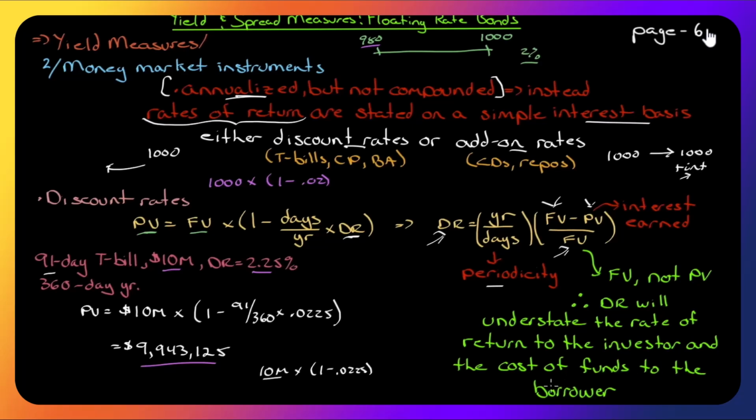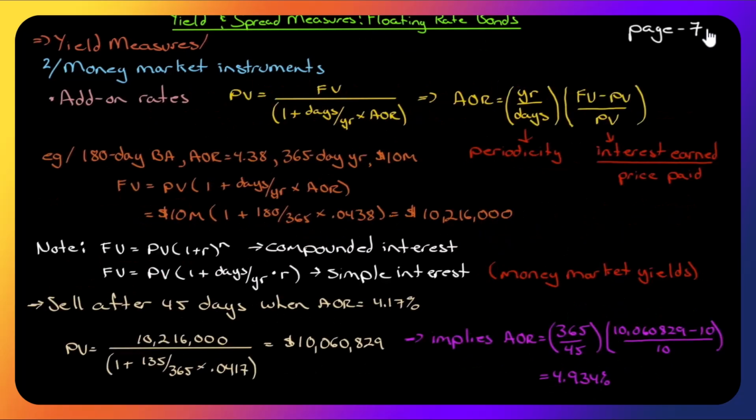Now, an add-on rate is real easy. Remember, I said an add-on rate is if we're going to buy something for $1,000 and we know the add-on rate, let's say 3% for 1 year. It would be 1,000 multiplied by 1.03, which equals 1,030. That's what we're going to get in the future. It's just added on, not discounted.